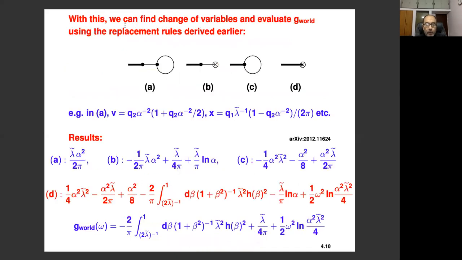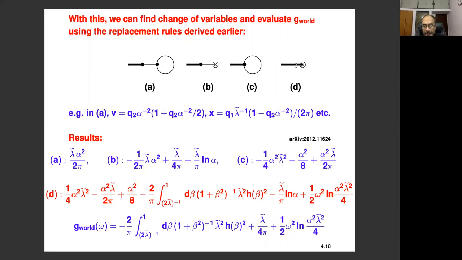Okay. So with this, now we can find the change of variables and evaluate the worldsheet contribution to G. So these are the 4 diagrams. What you do is that you first see what part of the moduli space is covered by diagram A, which part is covered by diagram B, which part is covered by diagram C, and whatever is left will be covered by diagram D. But this is of course a finite integral because all the degenerations have been included in A, B, and C. So once you determine the range, you just do the integral by hand.